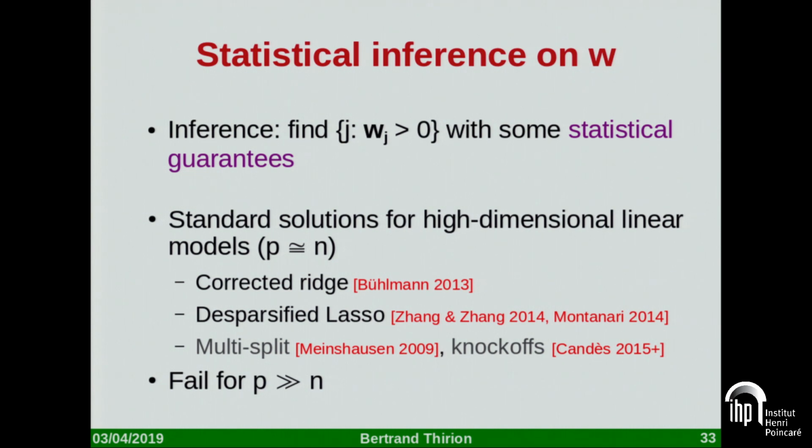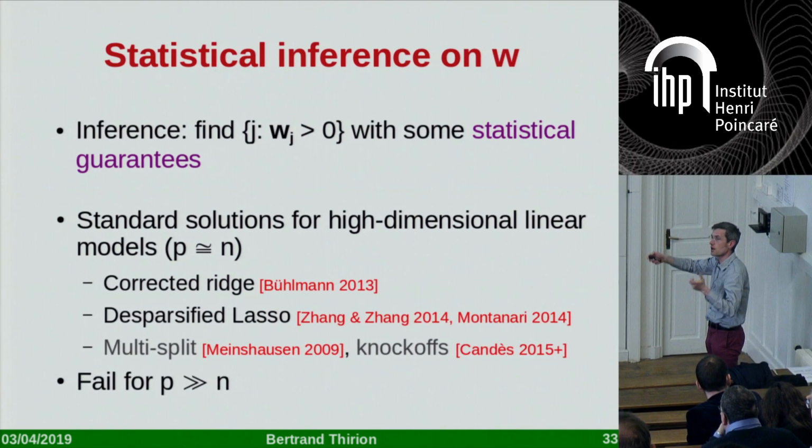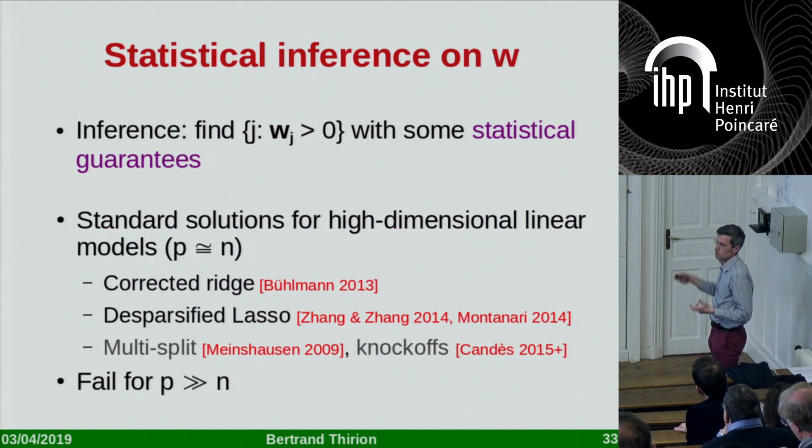So the inference that we are making is to try to find the voxels in which we can say with some certainty that the weight is non-zero. This is the inference we want to make. And we want a p-value on that. We want a statistical guarantee.